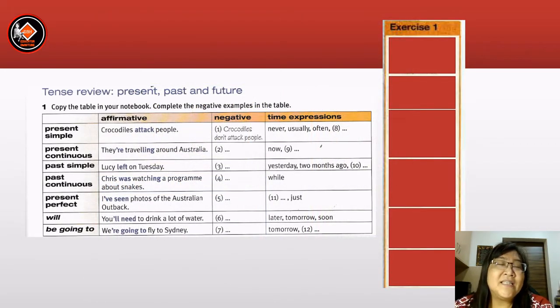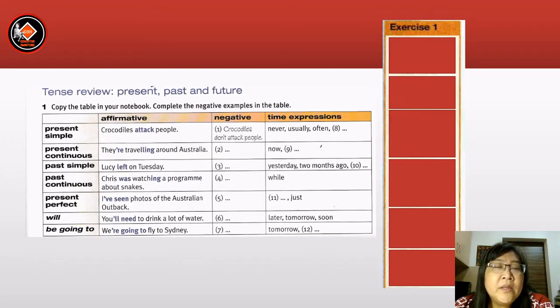Dear students, now let's look at the next item. This is a tense review. Here we have present, past and future tenses. So copy the table in your notebook. Complete the negative examples in the table. So here we have 3 columns where you have the affirmative, negative, and also time expressions.